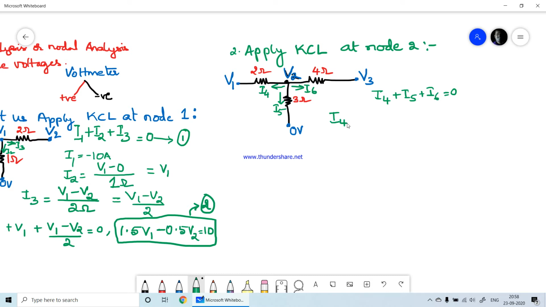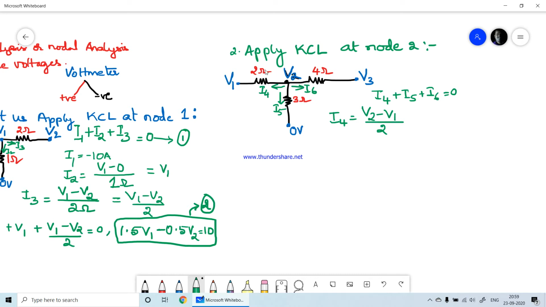I4 is the current flowing through the resistance 2 ohms. Therefore the voltage across 2 ohms, when we consider node 2, will be V2 minus V1, and that voltage will be divided by 2 because that is the current I4. To find the current we need voltage divided by R. Whenever we take the equation at that particular node, that voltage becomes positive and the other voltage becomes negative. That is the reason why I have written V2 minus V1.